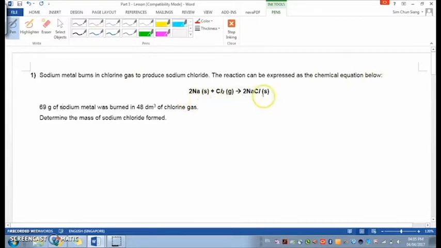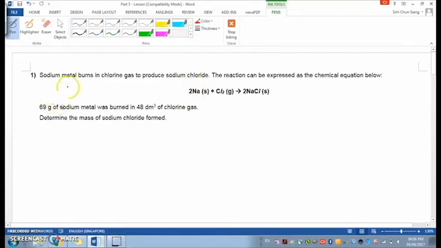Okay, 2 sodium reacts with chlorine to produce 2 moles of sodium chloride. So 69 grams of sodium metal was burned in 48 dm³ of chlorine gas. Determine the mass of sodium chloride formed. So for this question, first we identify what information is given. Okay, you are given 69 grams of sodium metal.